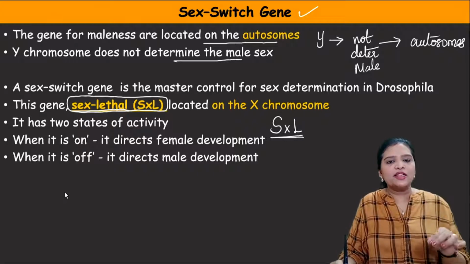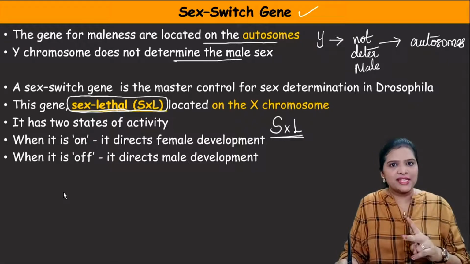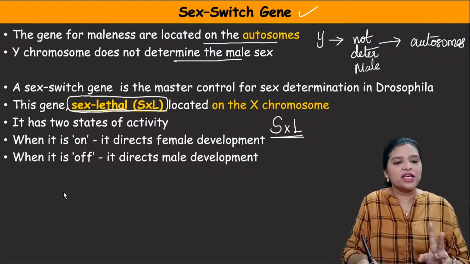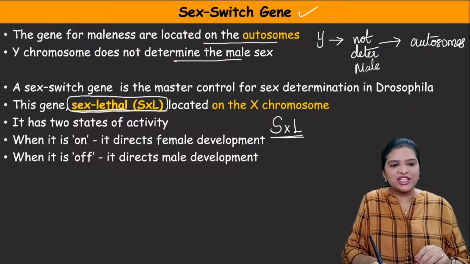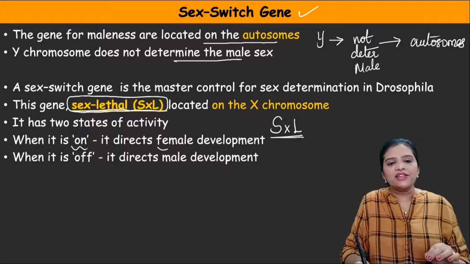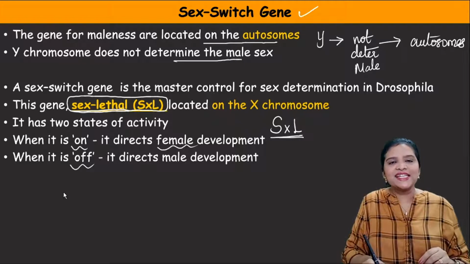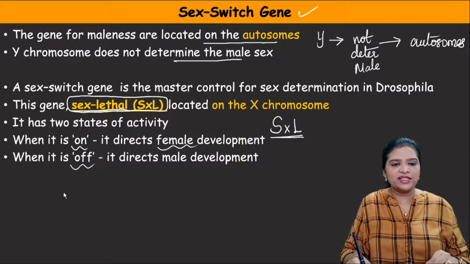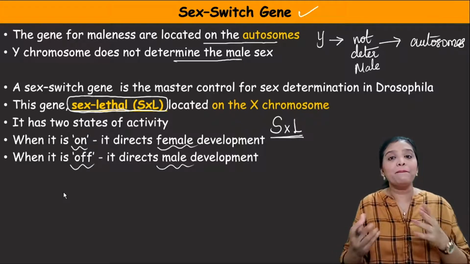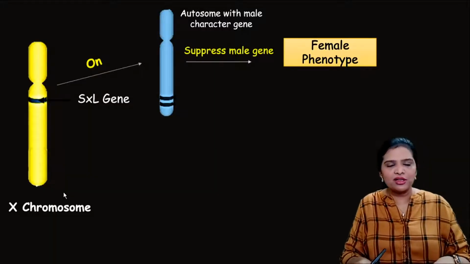Sex lethal gene. So where is this gene present? This gene is present on the X chromosome. This gene is present in two states, that means conditions. When this sex lethal gene is on, that means when it is in active condition, then the organism will develop into a female fly. When this gene is in inactive or off mode, then the organism will develop into a male fly. Let us understand using this picture much better.